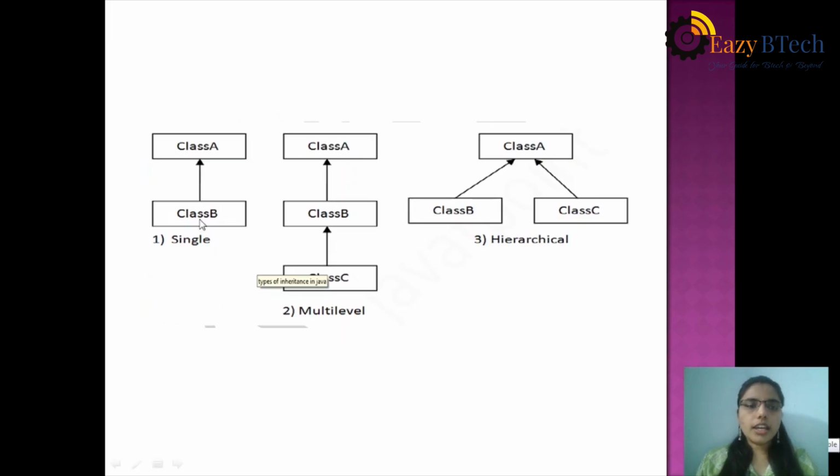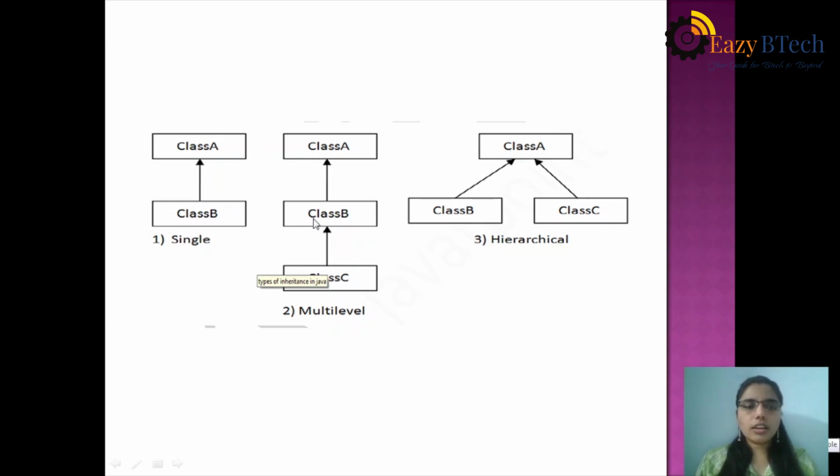See here, it is a single inheritance. In single inheritance, there are only 2 classes. One class is a parent class and another class is a child class. The child class is extending the properties of the parent class.